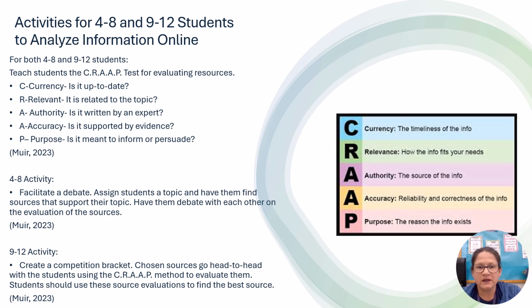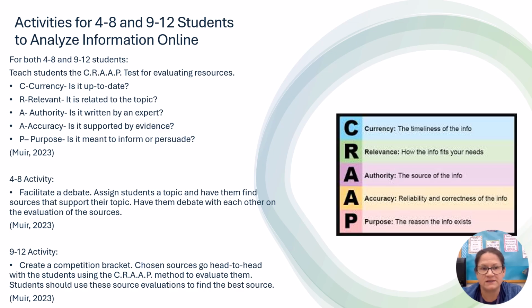4th through 12th grade get into a little bit more research and are going to be searching a lot of different resources. So their strategy is to use the CRAAP method, which focuses on currency, relevancy, authority, which means is the author an expert on that topic? Is it supported by evidence? And what is it being written for? Is it meant to persuade or just inform, which is more likely to have factual information?